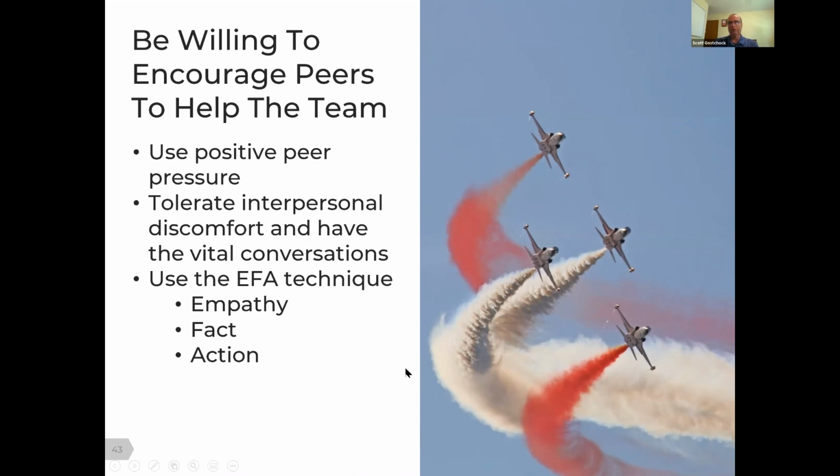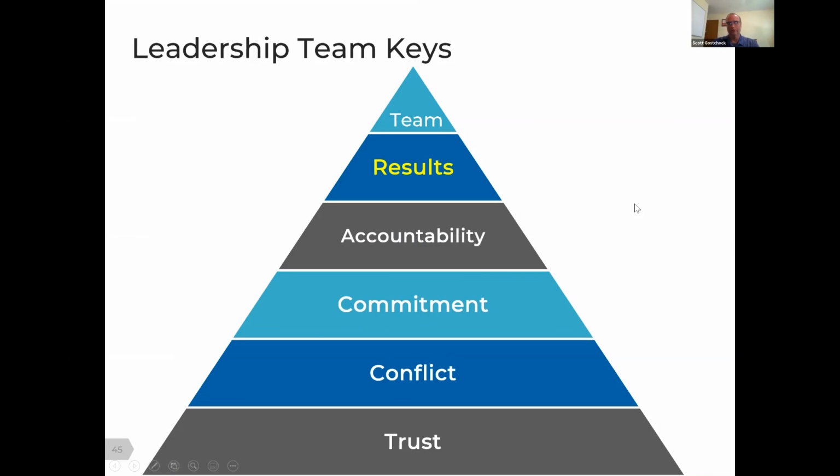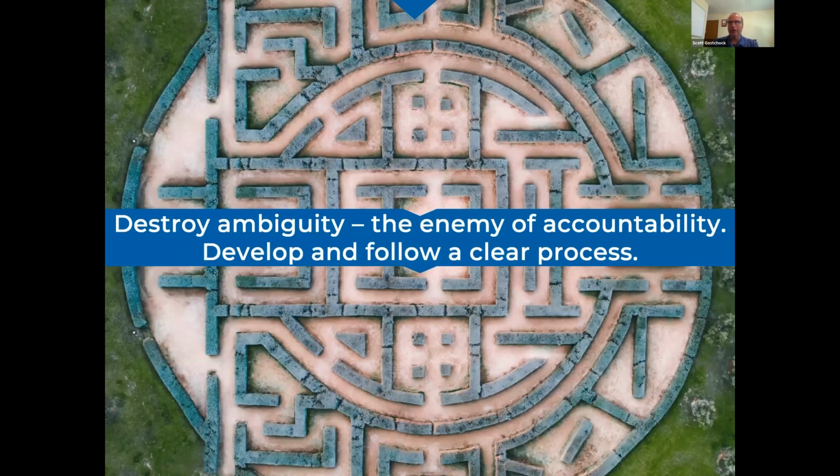And then accountability, the third piece here, skipped one too fast, is you want to destroy ambiguity, the enemy of accountability. So we need to have clear processes. We need to have clear ownership. There's a saying out there that if everyone owns it, if everyone's responsible for it, no one's responsible for it. So again, clear ownership, clear dates, clear processes. The clearer that all is, the higher your accountability, the more successful you're going to be as a team.